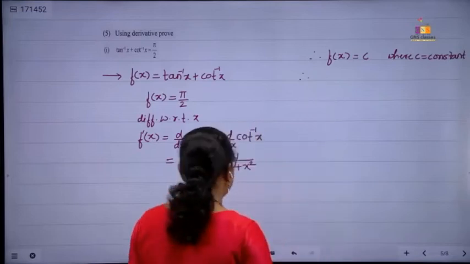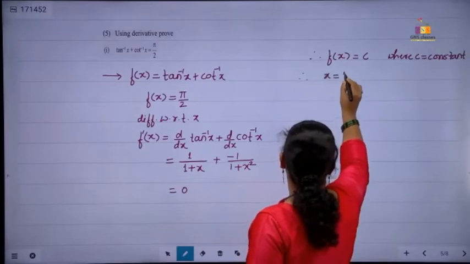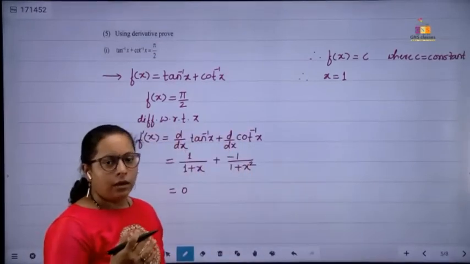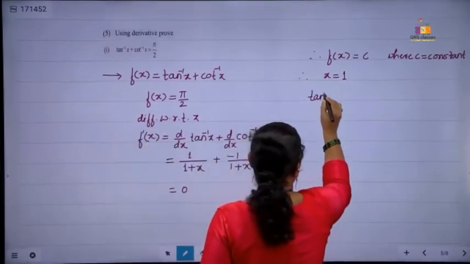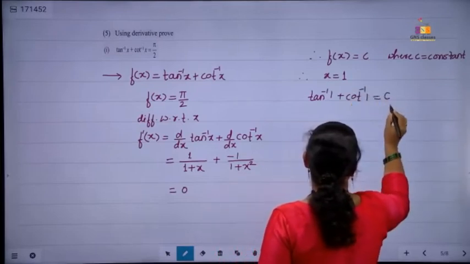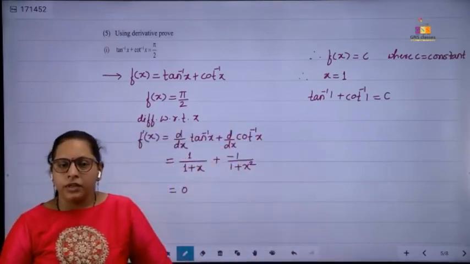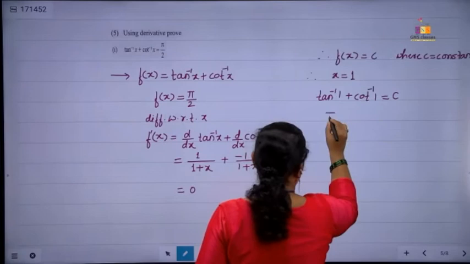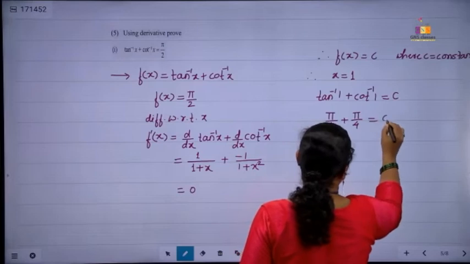Now we will take x is equal to 1. We can take any value actually. Here we will take x is equal to 1. Tan inverse of 1 plus cot inverse of 1 is equal to c. Tell me what is the value of tan inverse of 1? For which angle tan value is 1? Pi by 4. Pi by 4 plus pi by 4 is equal to c.